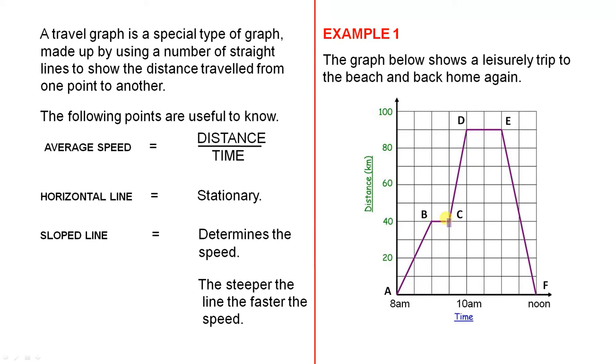Then there was a rest period from 9 a.m. till 9:30. The journey then resumed at 9:30 and went then for a total of 90 kilometres. So that's 90 kilometres from the start. Then there was a rest period for 1 hour. And after that, which was 11 a.m., we came back home again. So that's basically what the graph is telling us. Now on the next slide we can look at some questions that we can answer by using that graph.